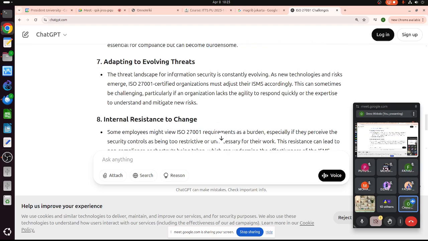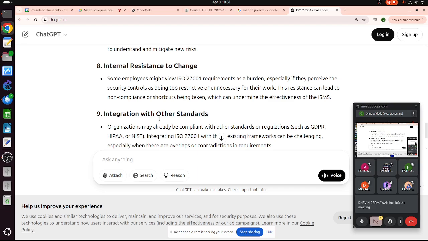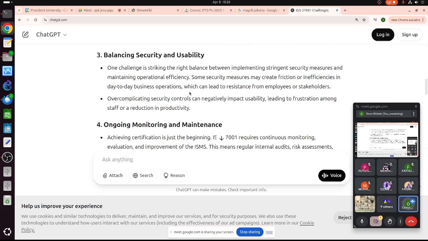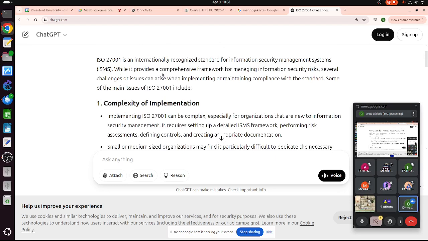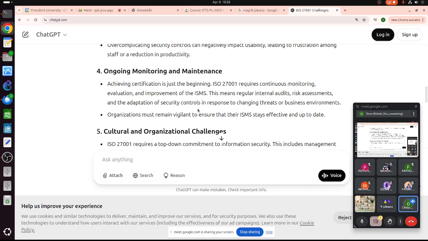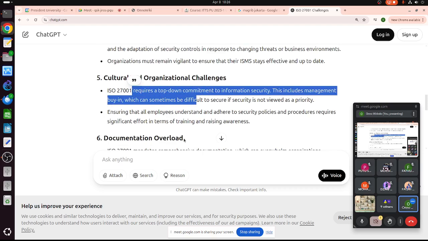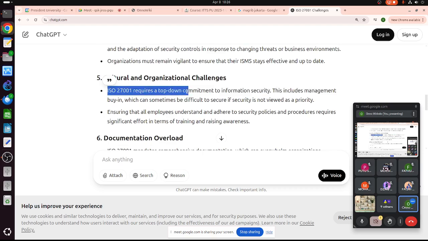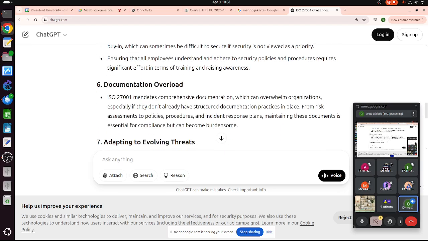Okay, we also have to adapt to evolving threats because threats evolve. For example, in the past, we didn't have any ransomware. Today, we have lots of ransomware. That's becoming a problem. Okay, so that's basically the main problems with ISO 27000. But the main one is this one actually, the top-down. Okay, this is very important, and also documentation.